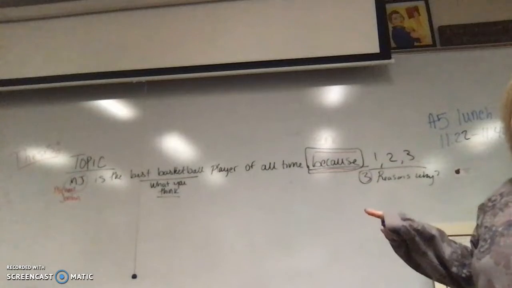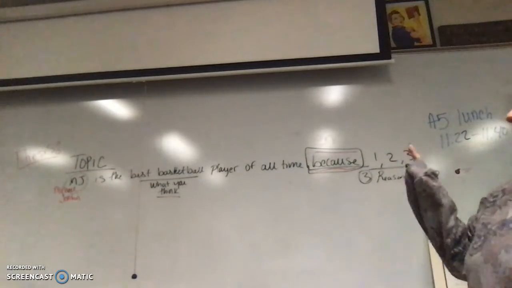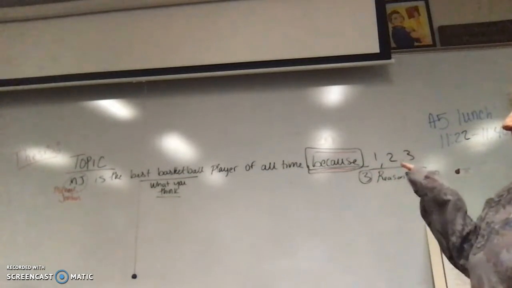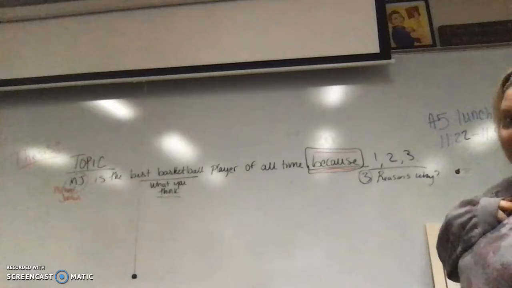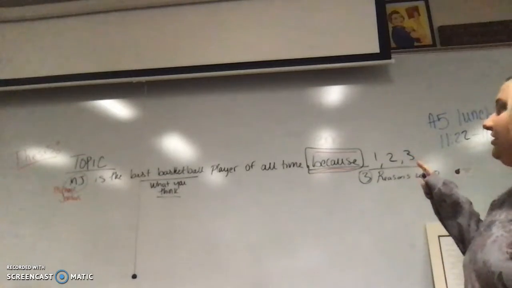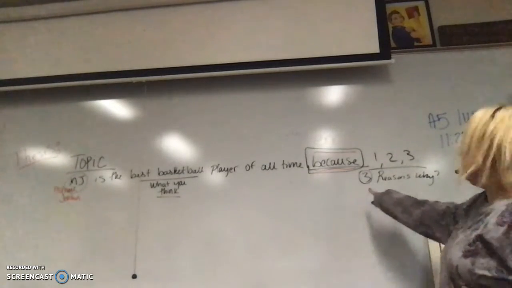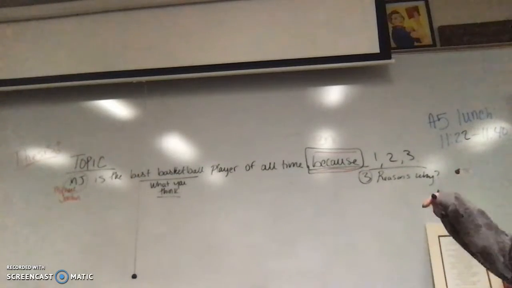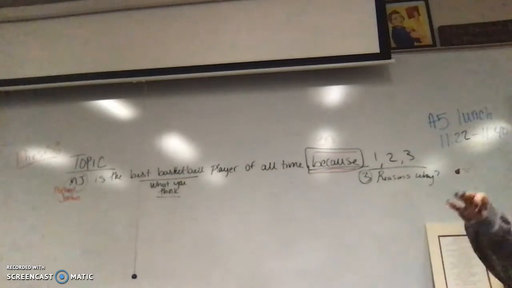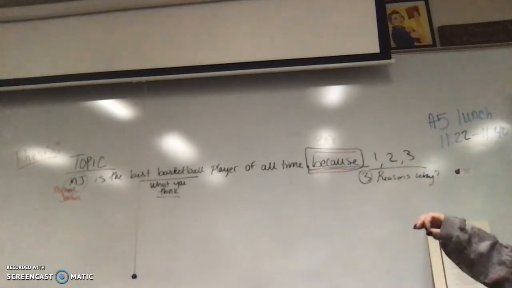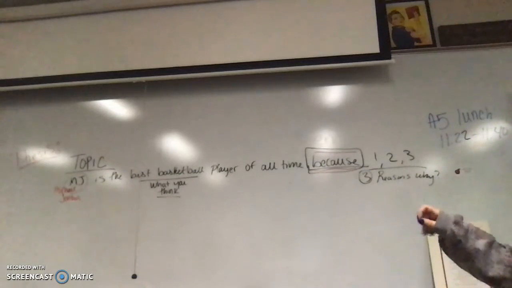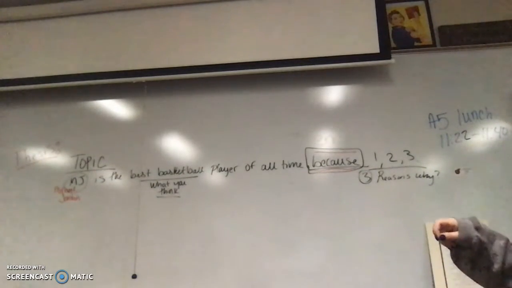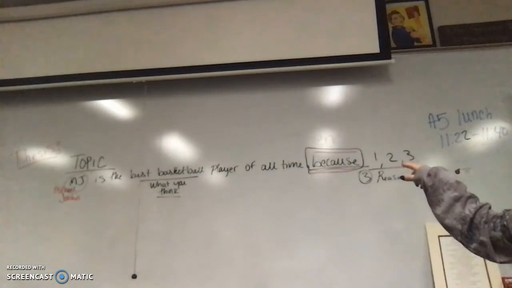So this is an example of a thesis statement. I put Michael Jordan is the best basketball player of all time because, and now I have to give you 3 reasons that I'm going to prove it. So I'm going to, within my research, go through my source, find reasons why I think what makes him the best basketball player. I will circle those reasons, and those will then become part of my thesis.